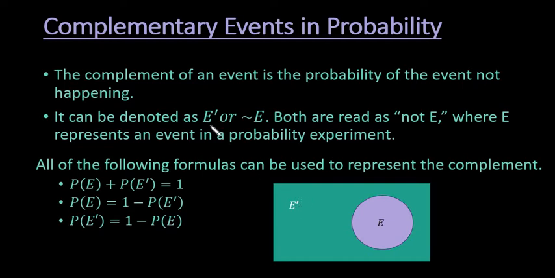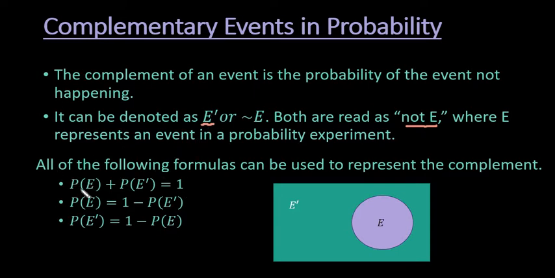There are two symbols used in different textbooks. The textbook that I currently teach from uses E prime, but you can also use tilde E to represent the complement. And both of these are read as not E. So if I were looking for the probability of it not being in the event that I was talking about, then that would be the complement. So E represents any event in a probability experiment.